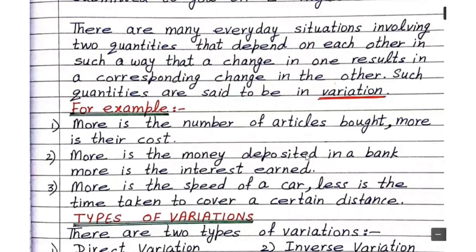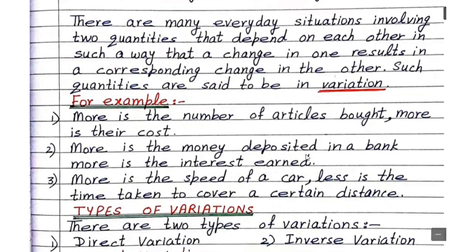See, the first one is, more is the number of articles bought, more is their cost, right? Second is, more is the money deposited in a bank, more is the interest earned. Next is, more is the speed of a car, less is the time taken to cover a certain distance. So all these two things are related to each other, right?